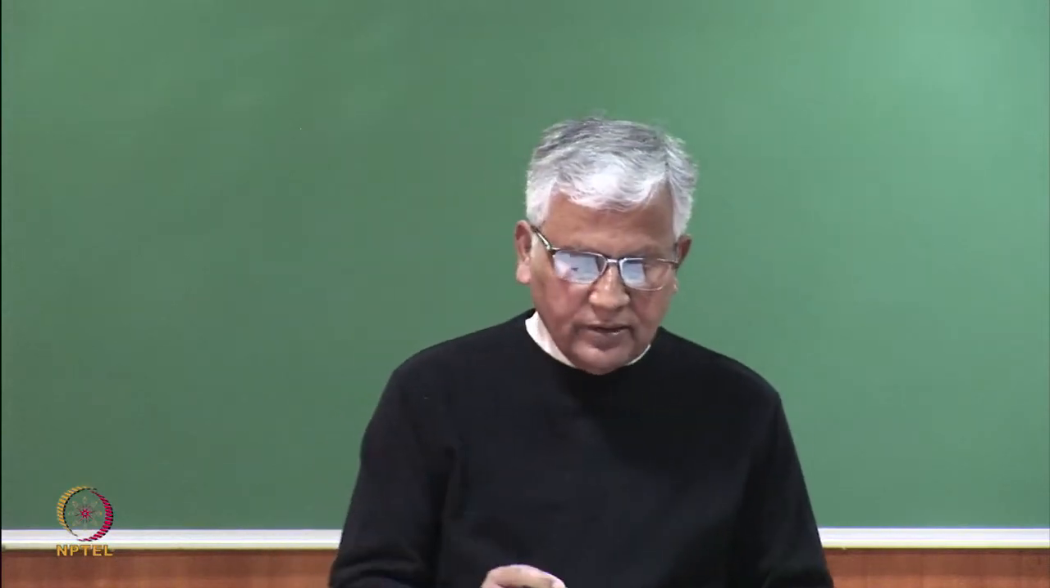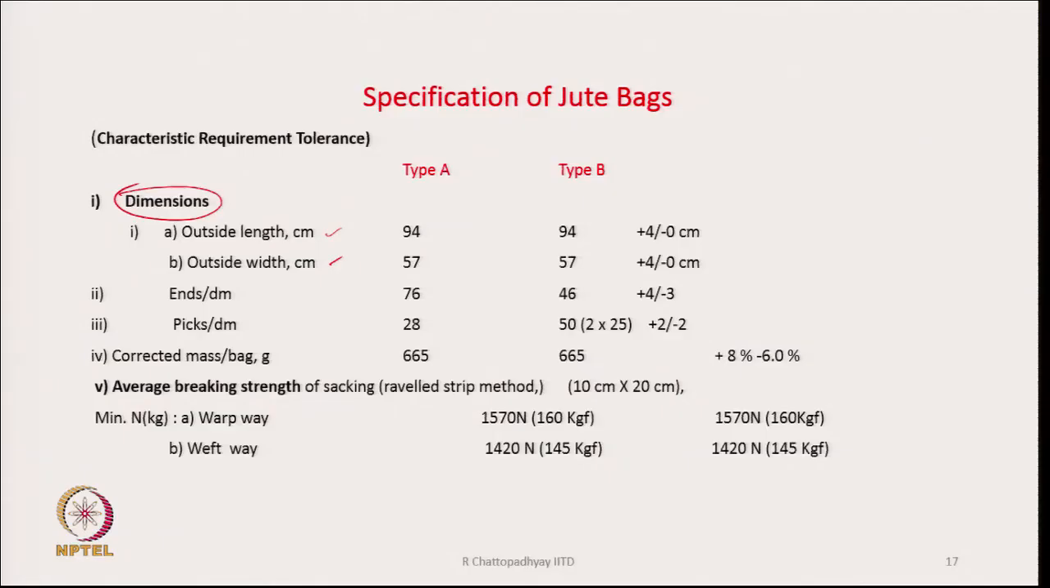Therefore, the size is given in terms of dimensions, and for type A, type B, they have given some sizes, and they have also given some tolerance. As I said, they are not fixed. So, 94 is not just 94, because exactly 94 centimeter outside length will not be possible. So, there is a plus 4 and minus 2 centimeter allowance given. That means it can be a little more, but not less.